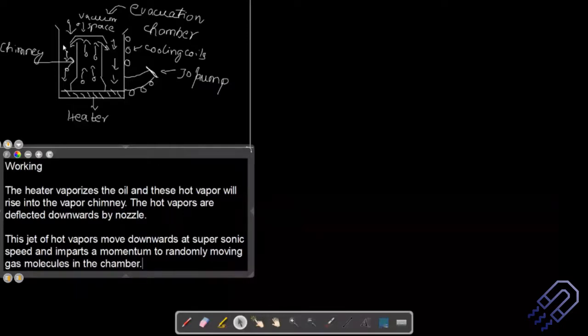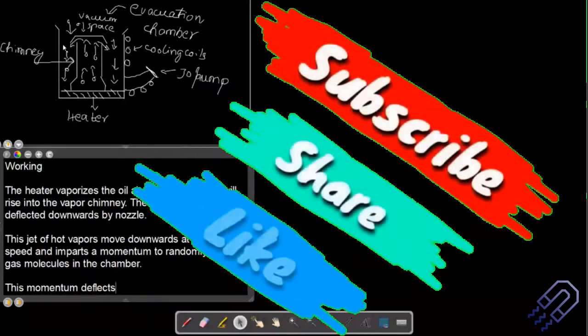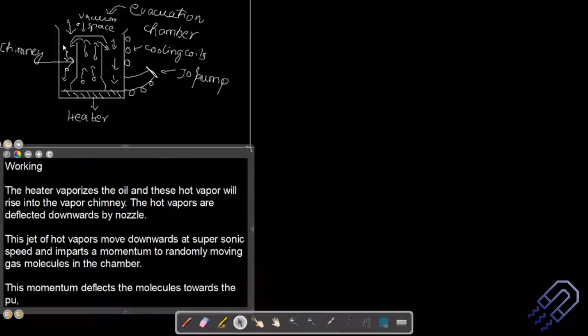And what happens is this momentum will be enough to actually deflect it towards the pump outlet. Okay, so it will deflect the molecules towards the pump outlet. This is what is happening here.